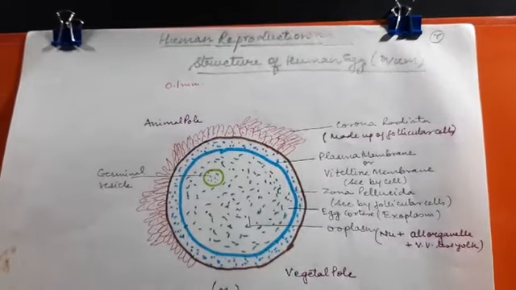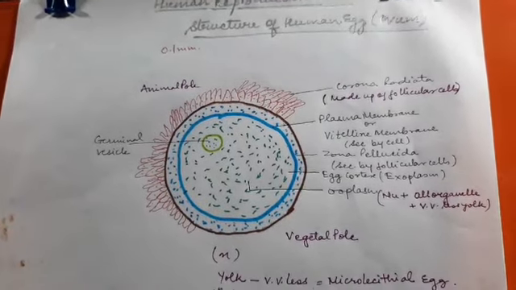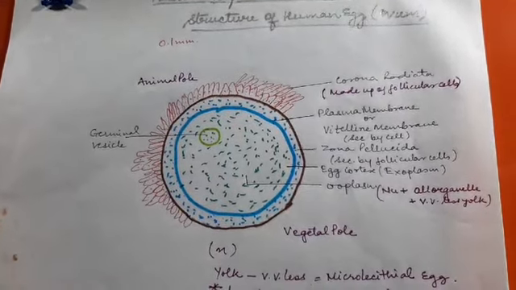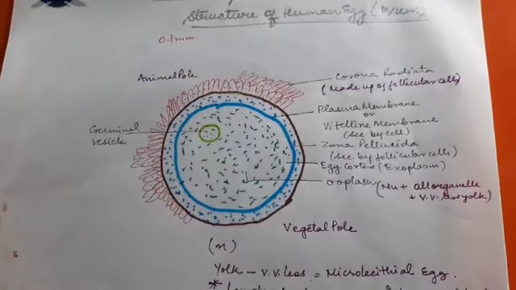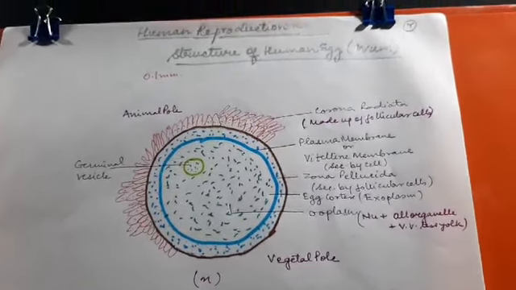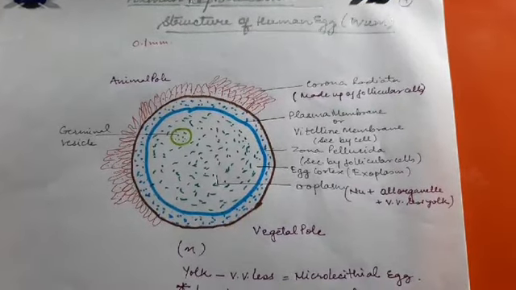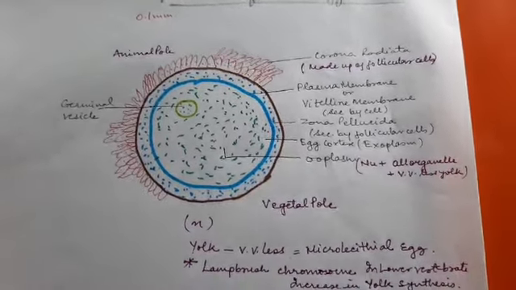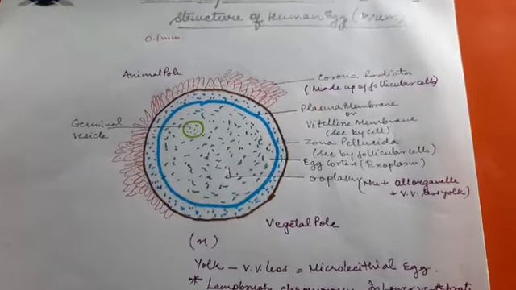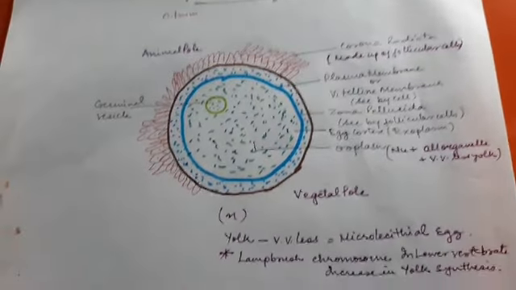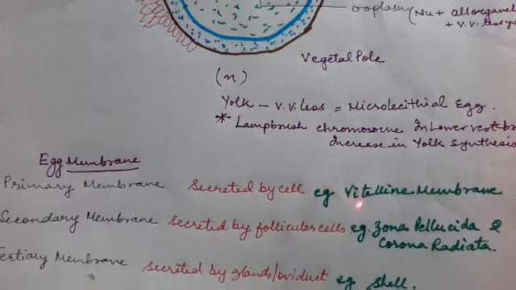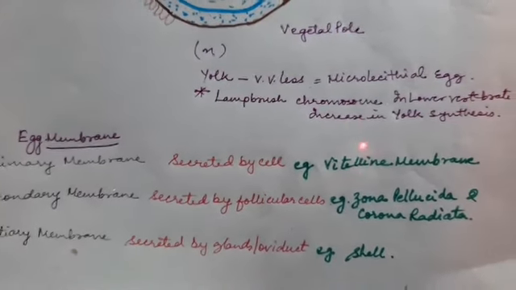On the basis of this, the terms are given for which part secretes which membrane, like primary, secondary, tertiary. So, this first membrane which is formed by the cell, we also call a primary membrane. The primary membrane which is secreted by the cell is also called the vitelline membrane.